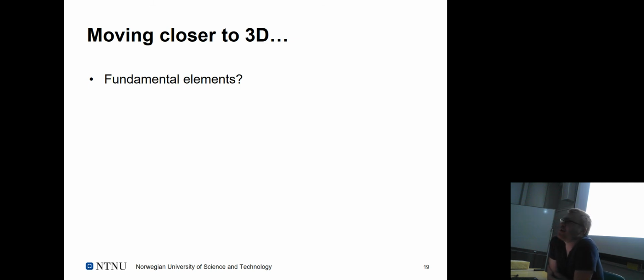So if we model an object in 3 dimensions, how do we do that? What are the fundamental elements that we need? Yeah, please. A graphics renderer or something? Yeah, eventually, yes. But before that, right? We need the graphics renderer.